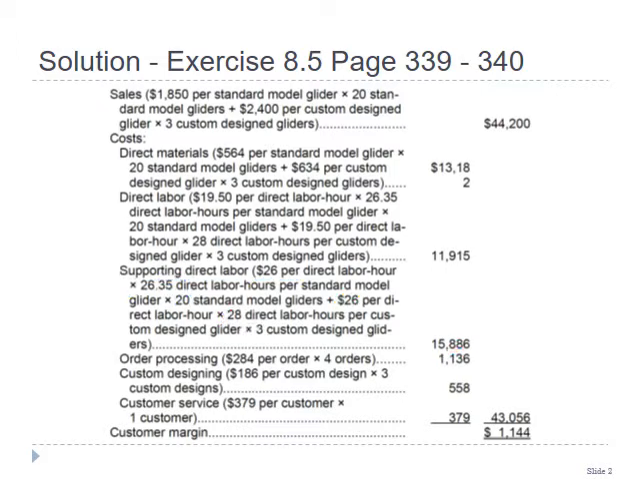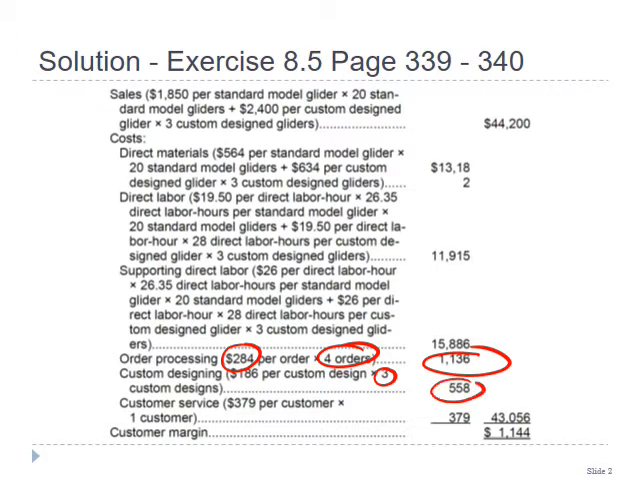And now order processing. We know that the order processing cost is 284, and how many orders have we placed? 1 for standard and 3 for custom, so total orders is 4. So here it is, the order processing charges. And the custom design charges are only applicable to the custom design gliders, only 3, so you multiply by 3, right?